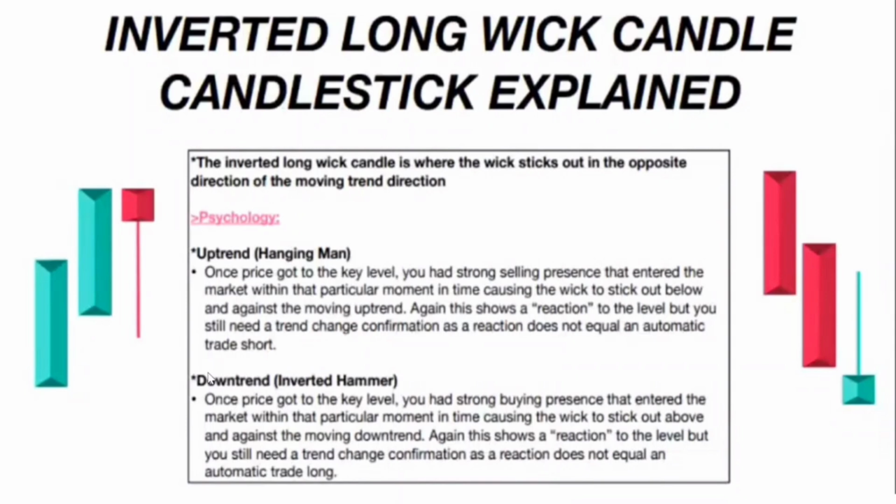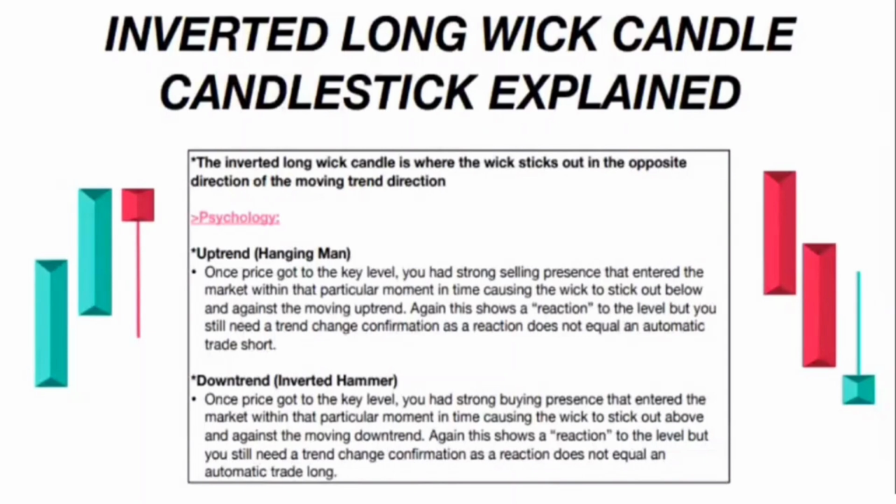Okay, so the down trade, that's an inverted hammer. Once price got to a key level, you had strong buying presence that entered the market at that particular moment, causing the wick to stick out above. That's what I showed you on the bullish side, where you can see it over here.